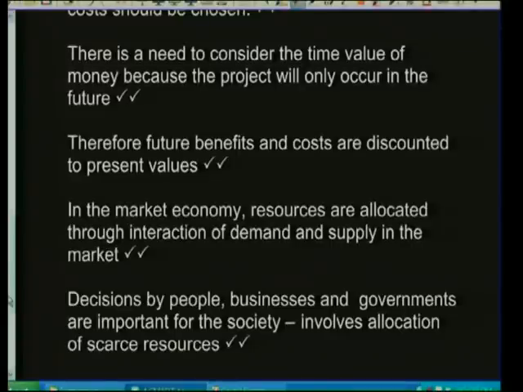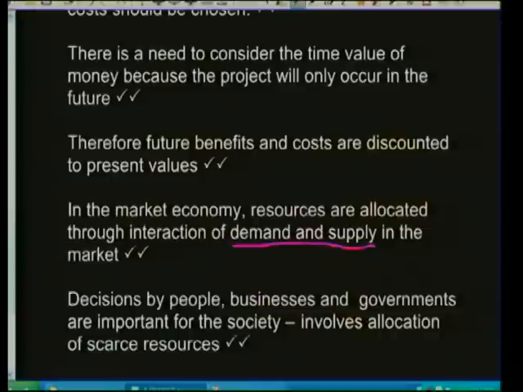In the market economy, resources are allocated through the interaction of demand and supply in the market. So when you operate in the market economy, the selling price will be determined by what is supplied and what the demand from the side of the consumer will be.